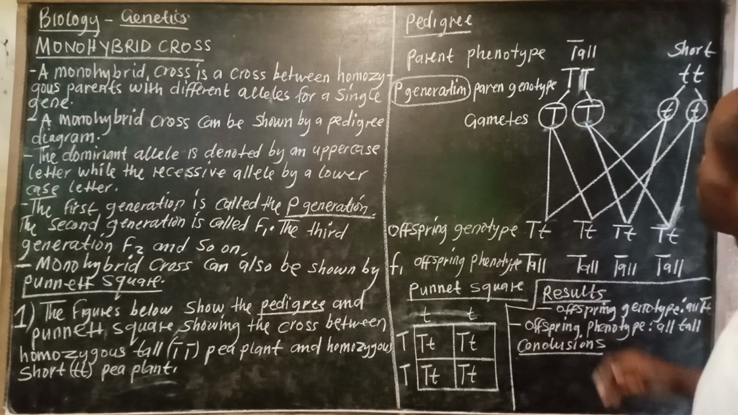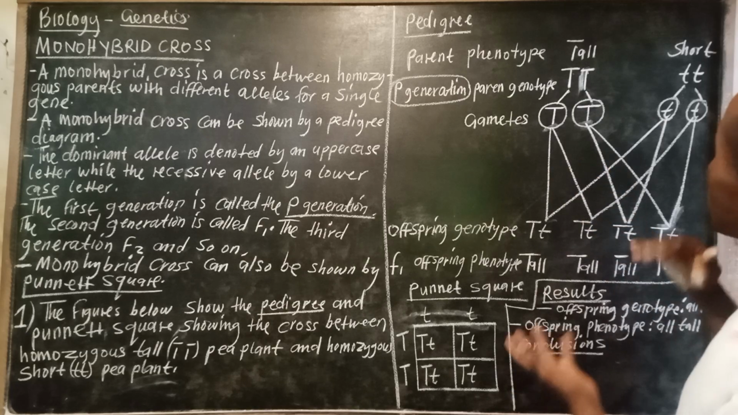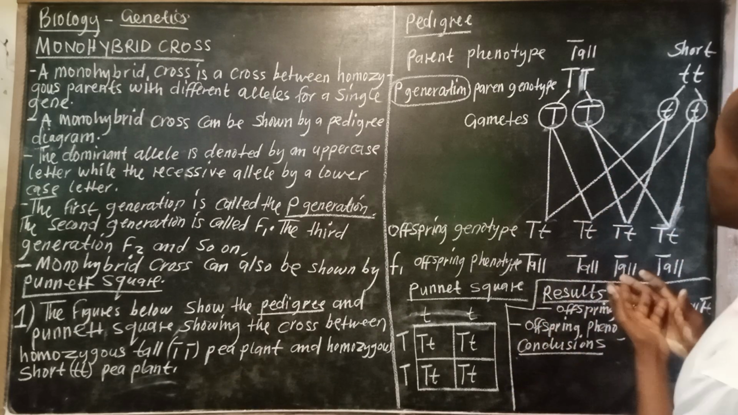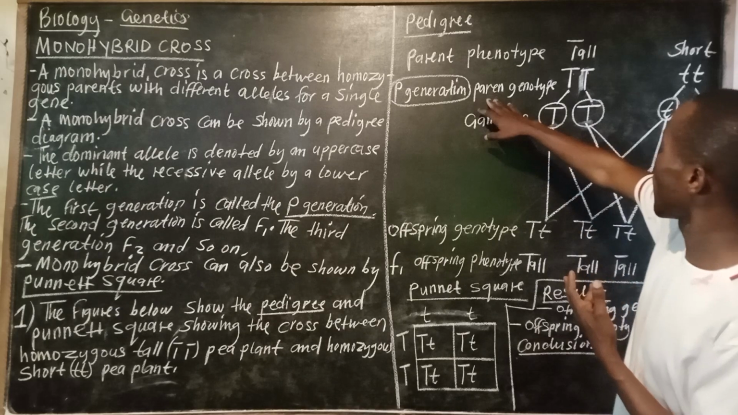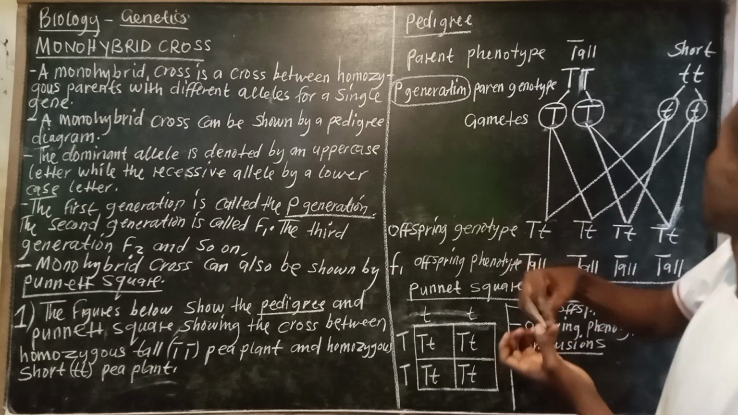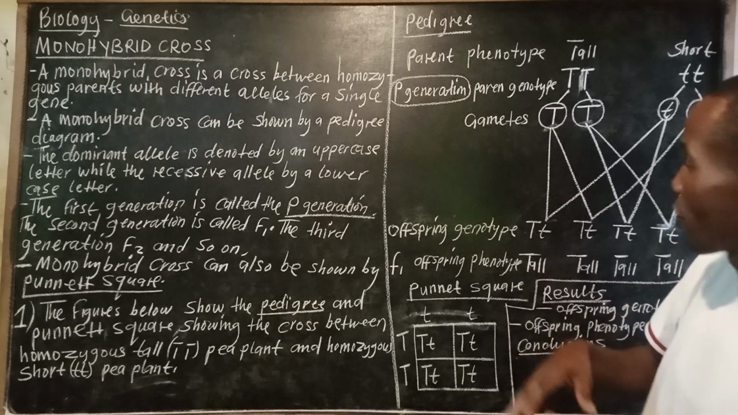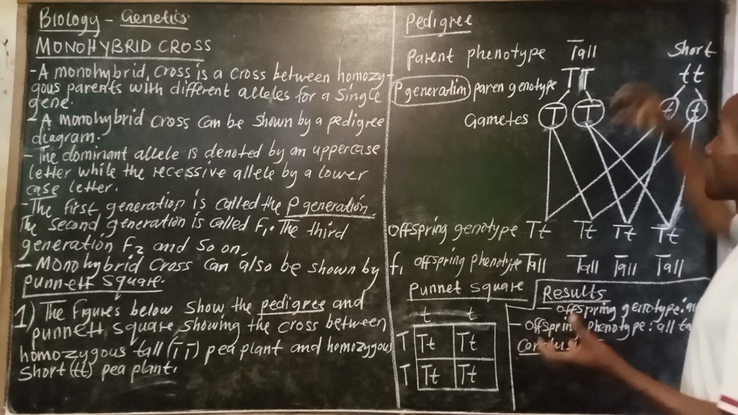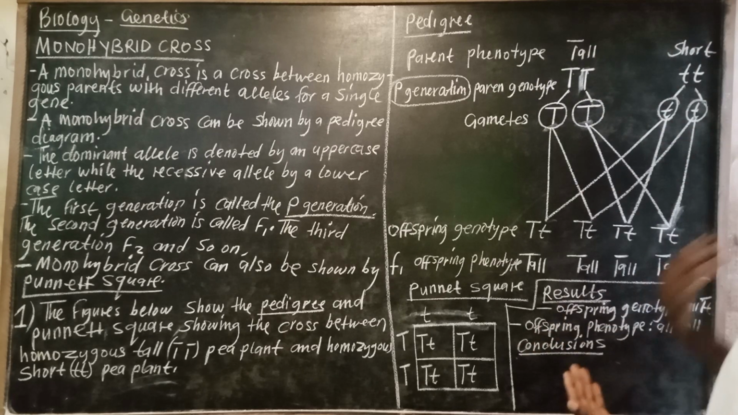Then these are the parents we are talking about. The first generation, which is the P generation, we have the parent genotype. So the parent genotype has to appear there, where you are going to write the dominant gene for the first parent, then for the other one, the recessive allele or genes.